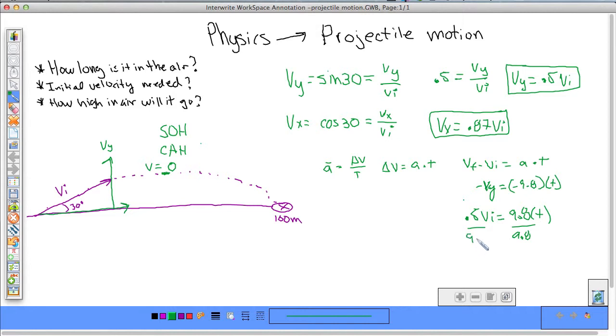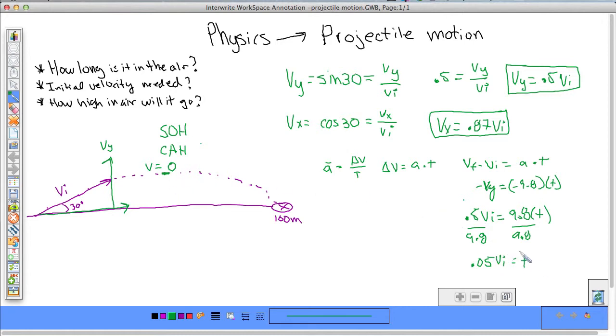Divide both sides by 9.8. And I get that velocity, let's see, I'll end up here, I'm going to say 0.05 times my velocity initial equals my time. All right, well, that's pretty cool. So I've got kind of this little substitution for time that's going to go in here.